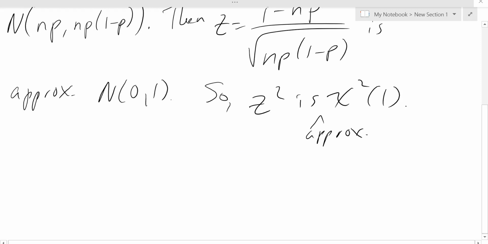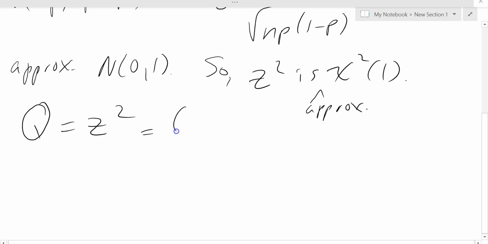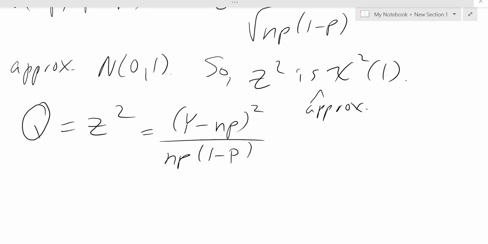So your book refers to this as q. I don't honestly know why q, except it kind of sounds like chi, I guess. Your q is your z squared. This is going to be y minus np squared on top, over np times 1 minus p. Now notice that your denominator part here is written in terms of essentially successes and failures, right? So what we're going to try to do here is split this into 2 pieces. One piece that just has to deal with successes, and one piece that just has to deal with failures.